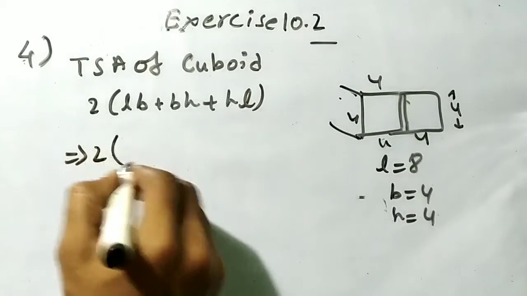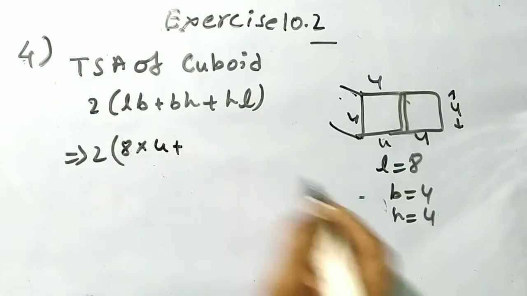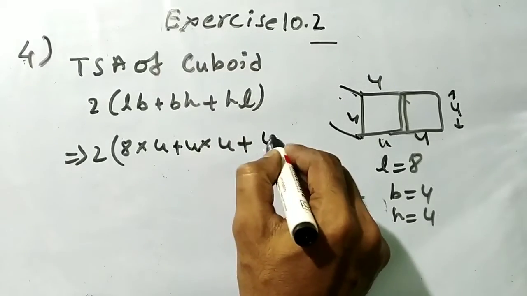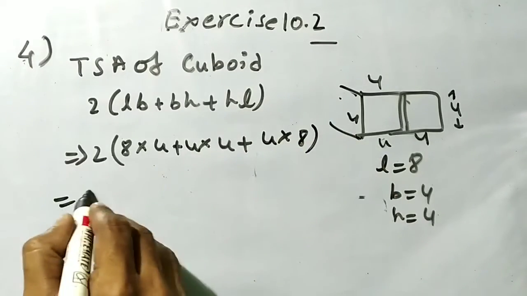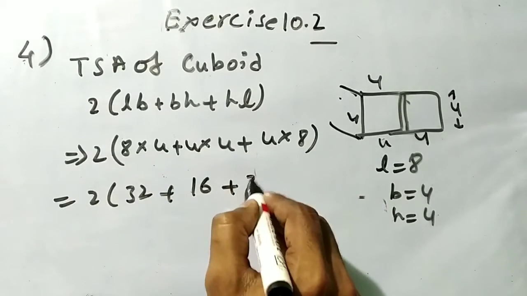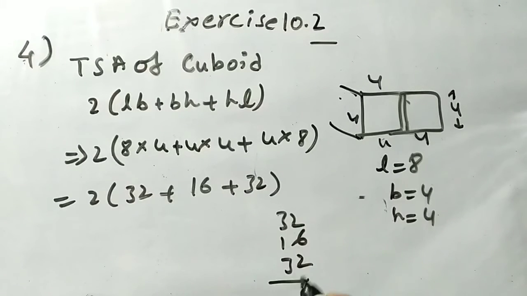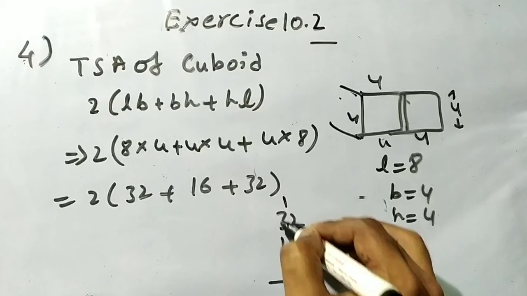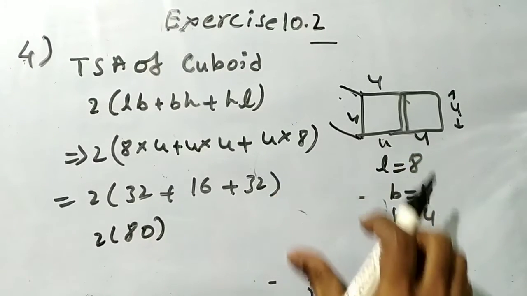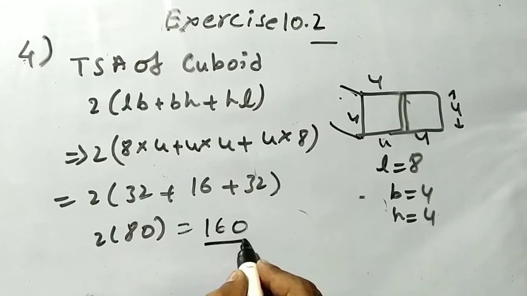Just formula substitution: L is 8 into 4 plus 4 into 4 plus 8 into 4. So here 2 into, 8 4s are 32 plus 16 plus 32. 32 plus 16 is 48, plus 32 is 80. So we got 80, that is 2 into 80. So we got here 160. So 160 is the TSA of the cuboid.